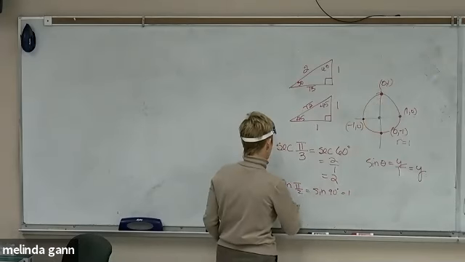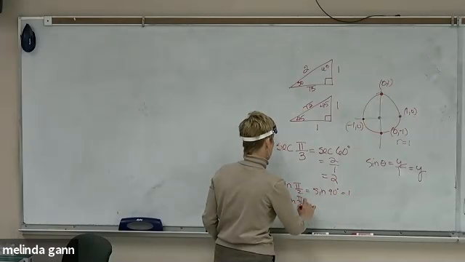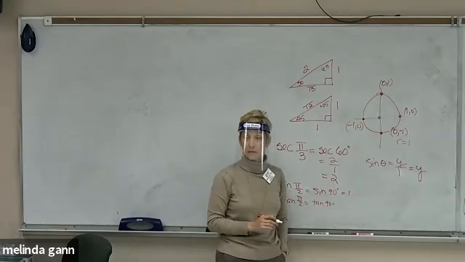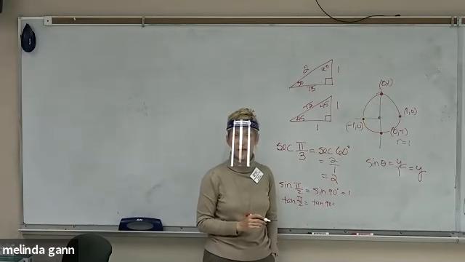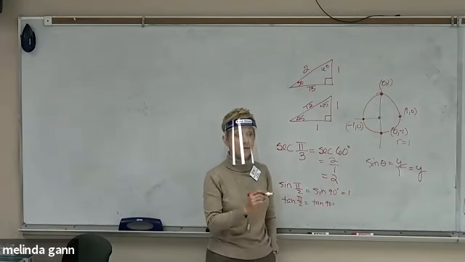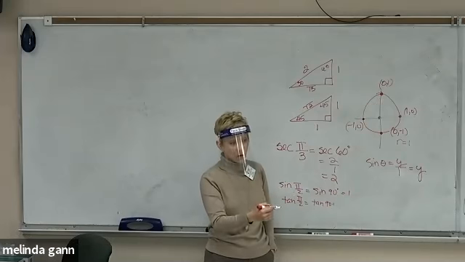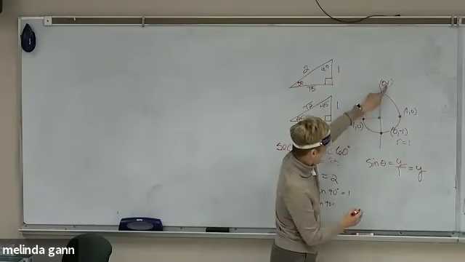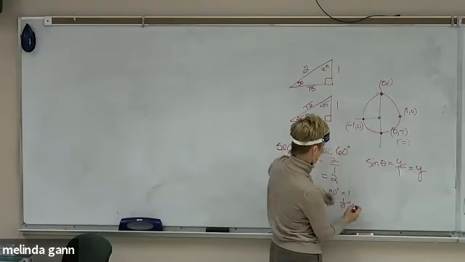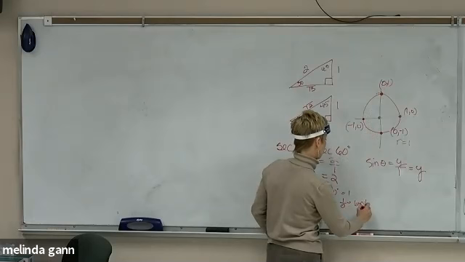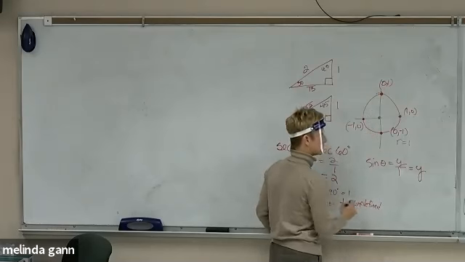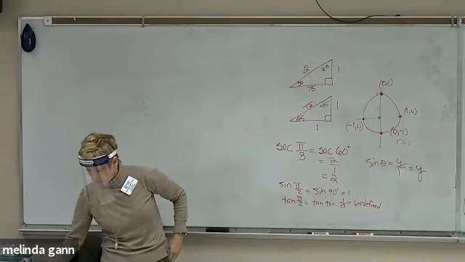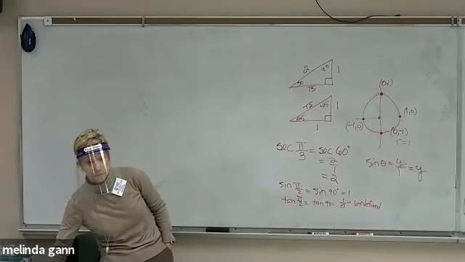Now, what would the tangent of pi over 2 be? What's the tangent of 90? Is tangent sine over cosine or cosine over sine? It's sine over cosine, which is y over x. So that's what? What's 1 over 0? Undefined. All right, is everybody following me so far?